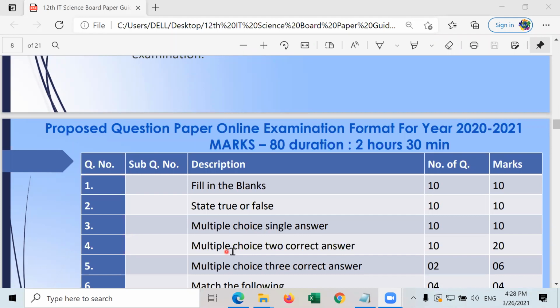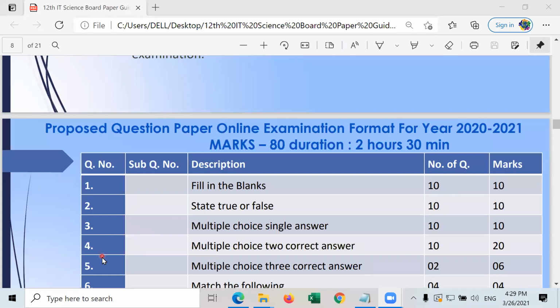So for question number 4, if you select both answers correctly, you will get 2 marks. If you select one correct answer and one incorrect answer, you will get 1 mark for that correct answer. Now, in this question, present question number 4, each question will carry 2 marks. 10 twos are 20. So, question number 4 is of 20 marks.